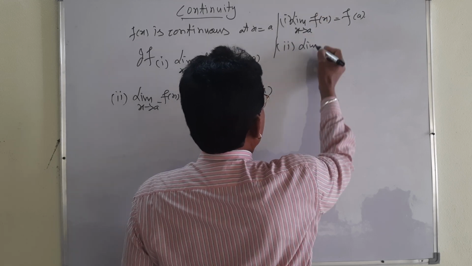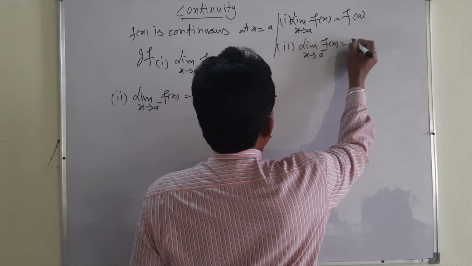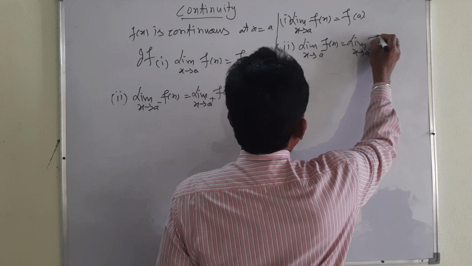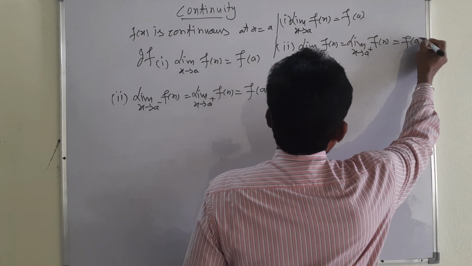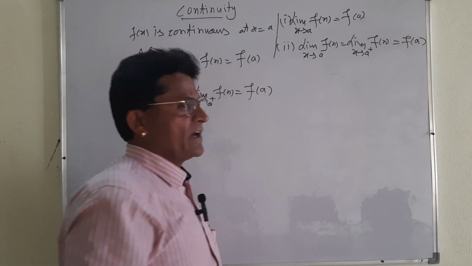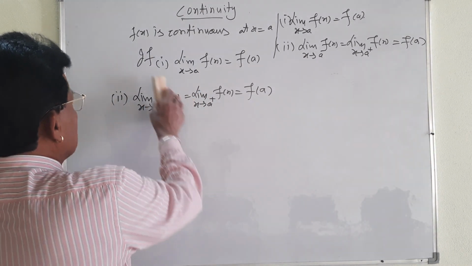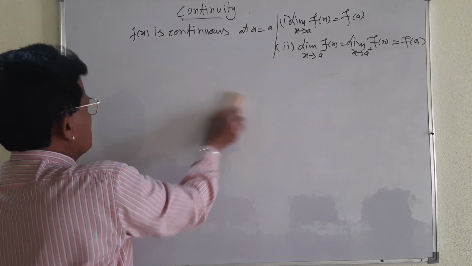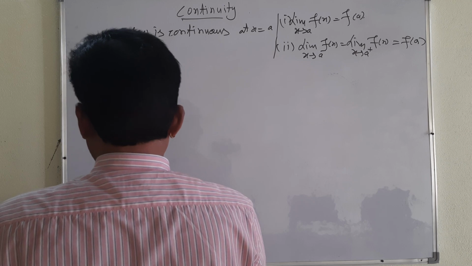As I told you, I am just going to break it into left hand limit as well as right hand limit at the point a. And if this holds, it satisfies, then the function will be continuous, otherwise it will not be continuous. Okay? Then let me take the question which is very, very important, and I think you didn't try this question.